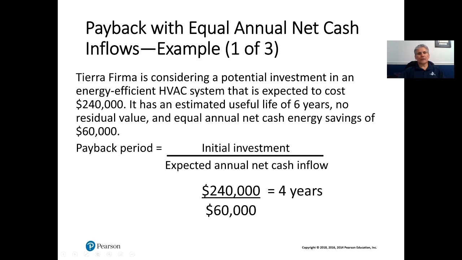So the way we're going to compute the payback period is we're going to take the initial investment, $240,000, and then we're going to divide that by the expected annual net cash inflow. In this case, it's $60,000. Now this works because it's equal cash flows. If it's unequal, we can't use this, but it is equal in this case. So we're going to take $240,000 and divide it by 60,000. 240 divided by 60 gives you 4. That's 4 years. So we can expect to get paid back on this investment in 4 years.